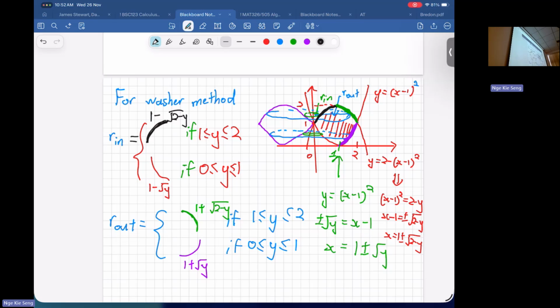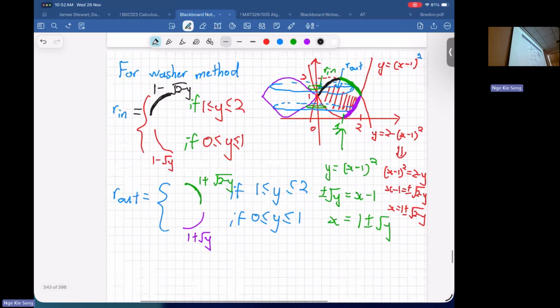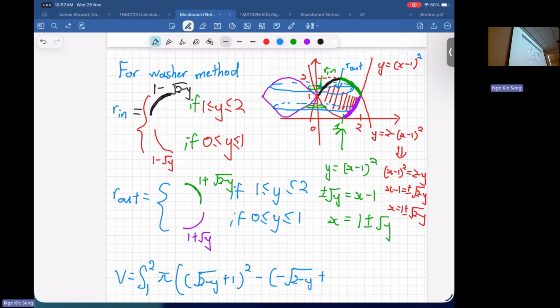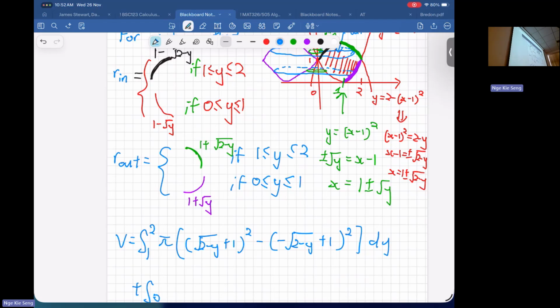Okay, so far, so good. The Washer method now, on this labeling. For example, the Washer method should be integrating from 1 to 2 of pi times (square root 2 minus y plus 1) squared minus (1 minus square root 2 minus y) squared dy. And then the second part should be 0 to 1 of pi times (1 plus square root y) squared minus (1 minus square root y) squared.